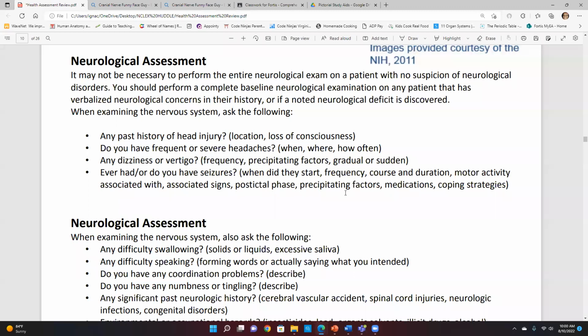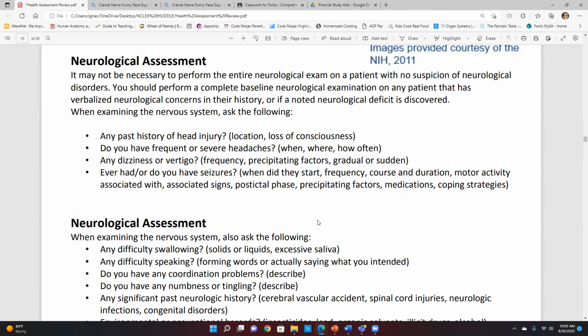So that's just a quick blurb on your cranial nerves. But whenever you're performing this neurological assessment, you're going to be assessing those 12 cranial nerves. So that's why it's important for you to remember it. I know you learned it in anatomy and physiology, but it's important for you to remember it.